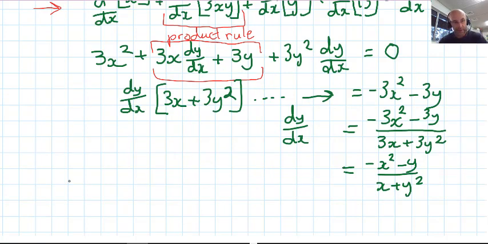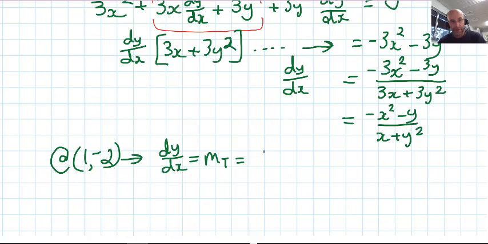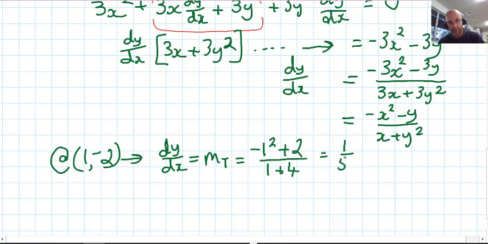Now at the point of interest, the point (1, -2), we have the derivative, or indeed the gradient of the tangent, will equal the substitution of x = 1 and y = -2 into the equation. Remember, minusing -2 is +2 on the numerator there. We have 1 plus 4, and that boils down to 1/5. So the gradient of the tangent is 1/5.